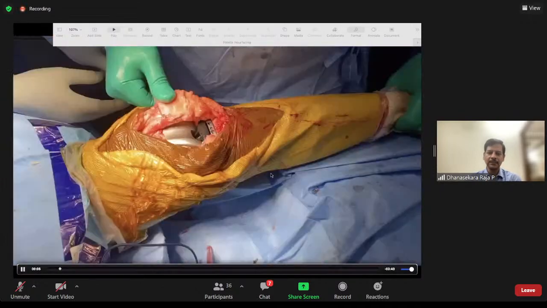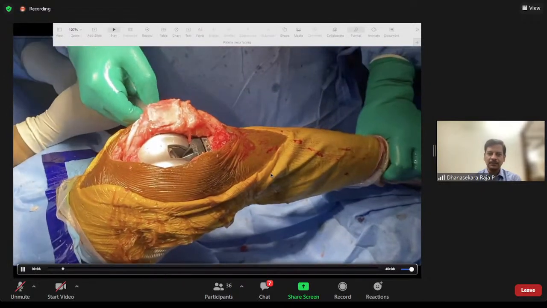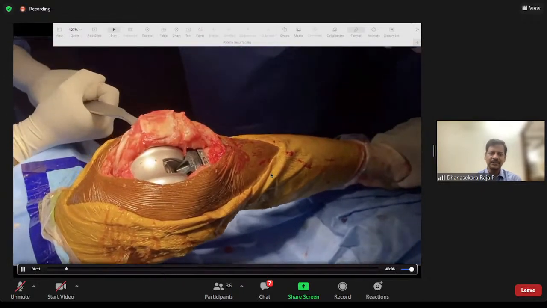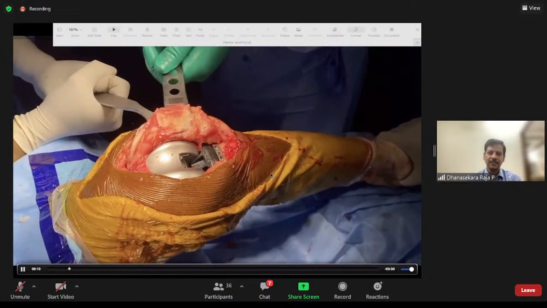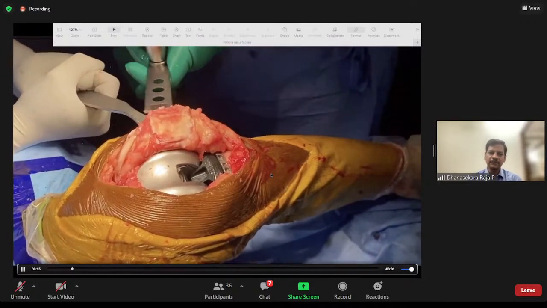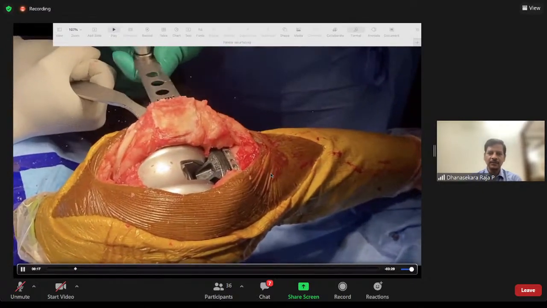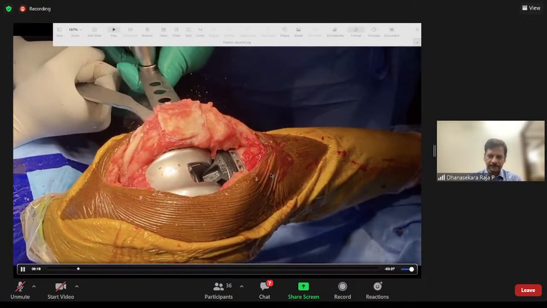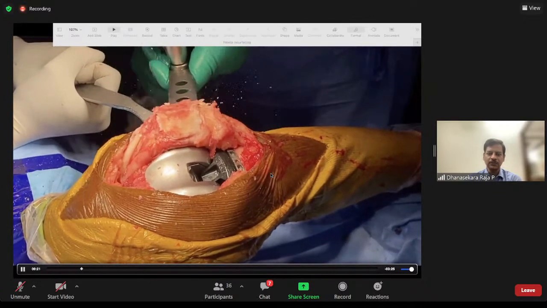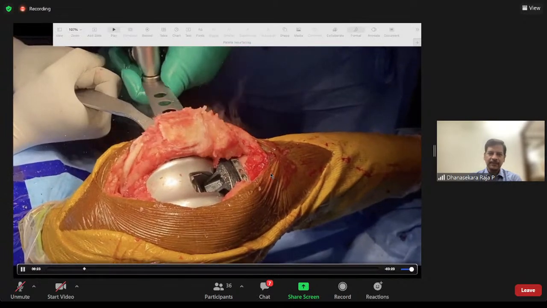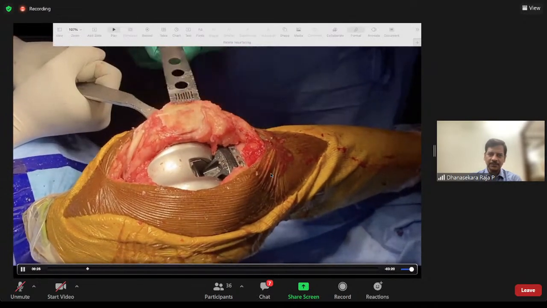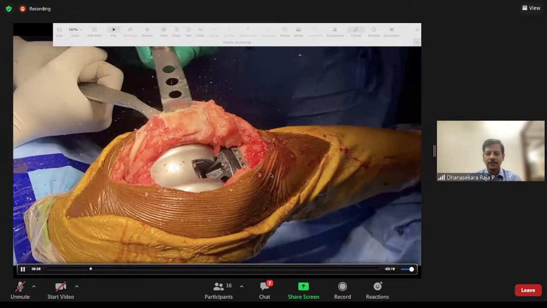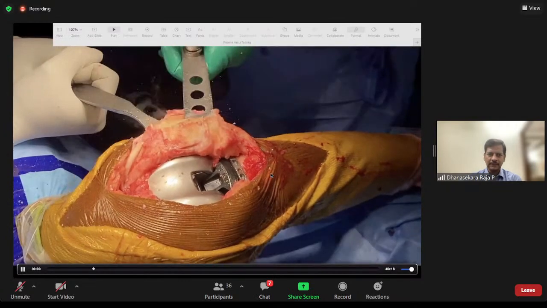So I evert the patella in most situations for resurfacing, which makes resurfacing easier. You can do it without everting the patella also. There are jigs available for patellar resurfacing, but I use a freehand technique. I always follow Ranawat's technique.